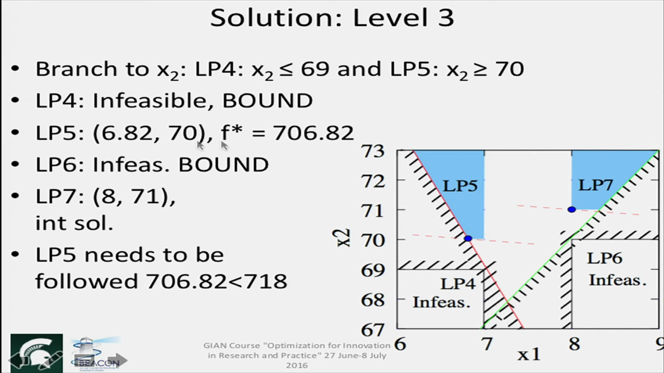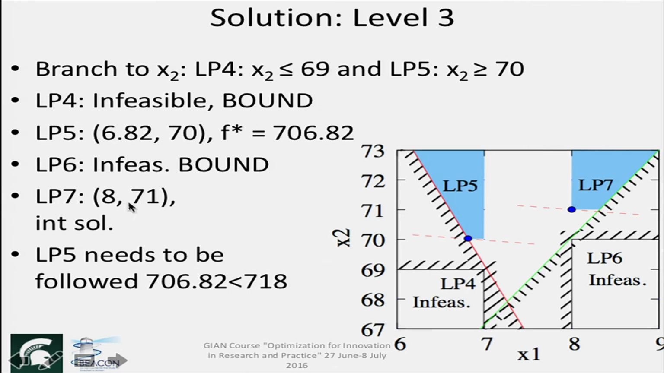So I have to split again. But look, the function value is 706. LP6 on the other hand is infeasible, and LP7 is an integer solution. So first time I got an integer solution. I have to note down its value. What's its value? Its value is 718, and am I maximizing or minimizing? Minimizing here. So since I've got 718 and LP's best value is 706, shall I terminate?